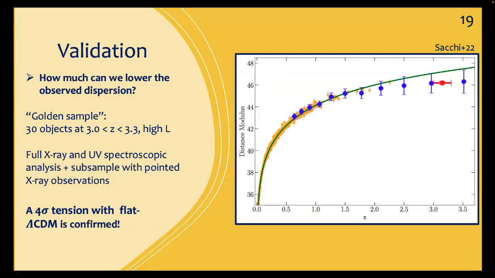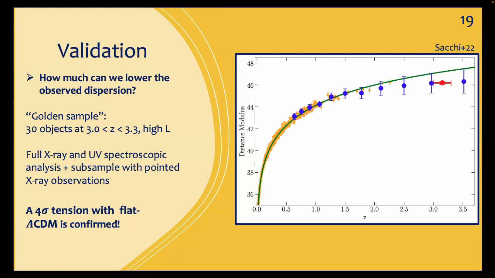But so here you see the yellow ones are supernovae. The green line is again the predictions of a flat ΛCDM model, and this object here lies at more than 4 sigma. And the other thing I want to stress is that for this subsample of objects, we also performed a complete, not only the UV, but also the X-ray spectral analysis. So from the spectra, we see no signs of bias or strange features that might affect this subsample.